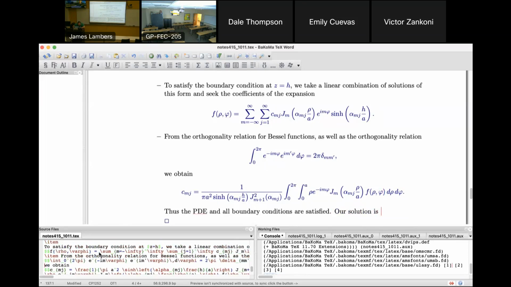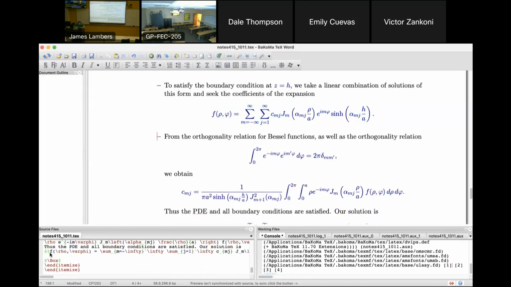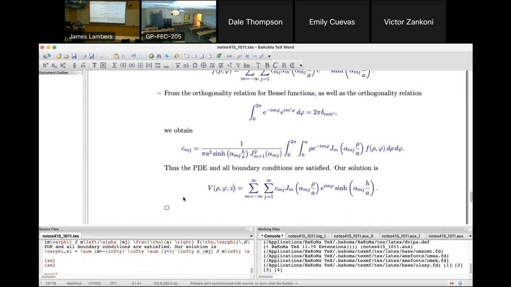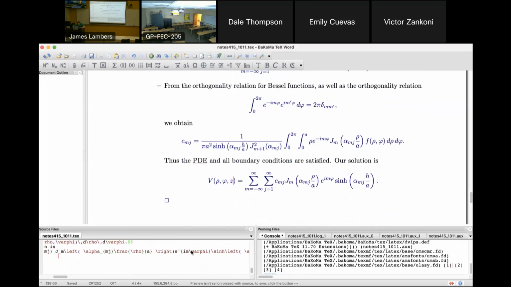Okay, so I'll just make a copy of this. Not much changes. So V of rho, phi, z is equal to all this, where z is right there. So that's the solution of the Laplace equation in the cylinder with that kind of boundary condition.